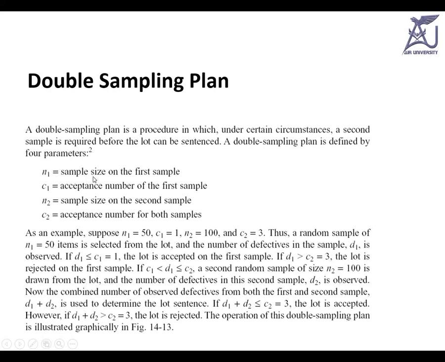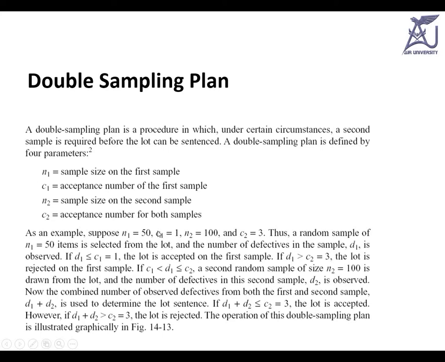In case of N1, the sample size of the first sample, and C1, the acceptance number of the first sample, then you will go for the second sample. You are giving him a second chance, and then you will find out another acceptance number, cutoff number, C2. You can see here the example. Suppose N1 is 50 and C1 is 1, and N2 is 100 and C2 is 3. That means in this double sampling, first you will take a sample, the first sample of N1 equal to 50 and cutoff point equal to 1.